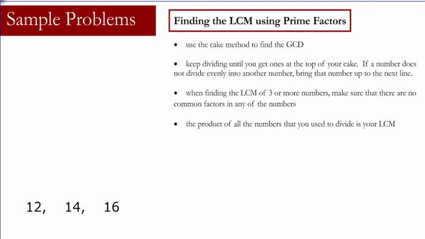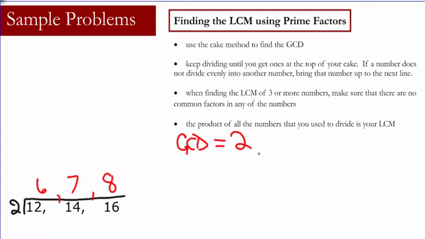Alright, here's another example with 3 numbers now. So I'm going to start off the same way. What goes into 12 and 14 and 16? Well, they're all even, so I know 2 will. 2 will go into 12 6 times, into 14 7 times, and into 16 8 times. Now, is there anything that's a common factor with 6 and 7 and 8? No, there's not, so we found our GCD, which is 2.